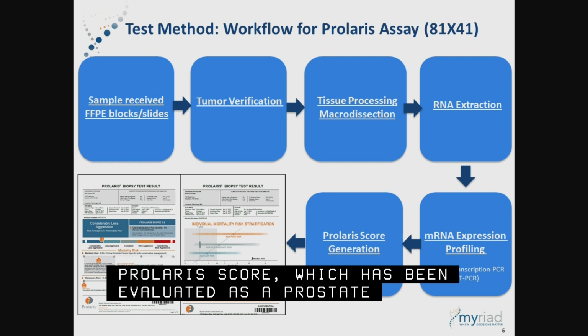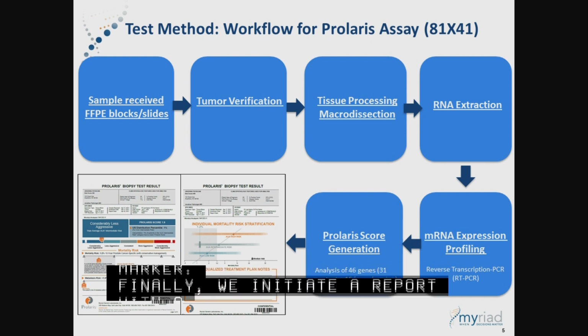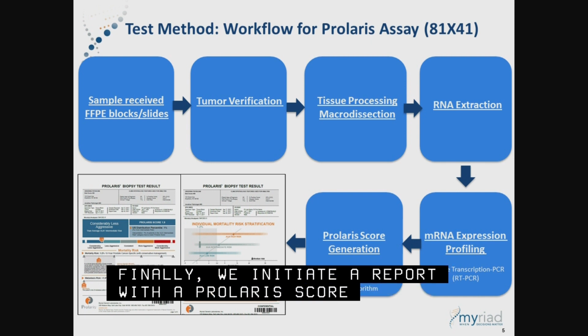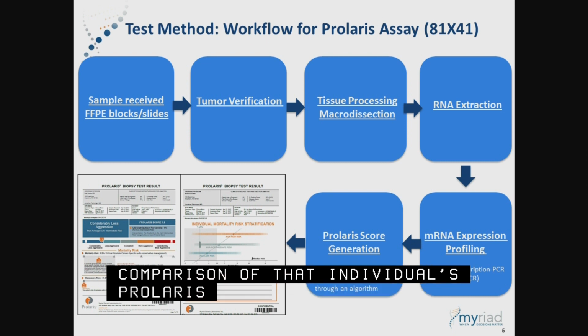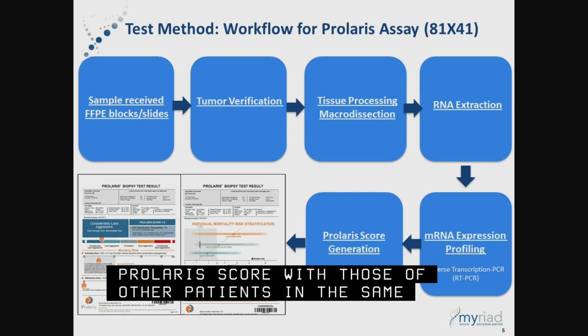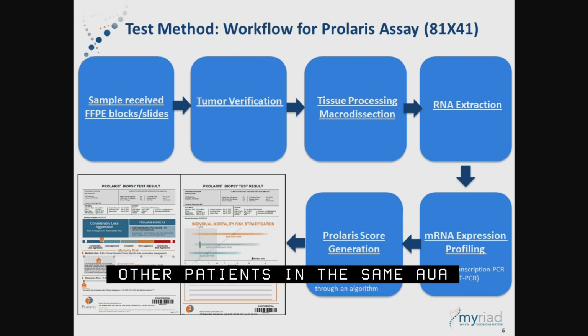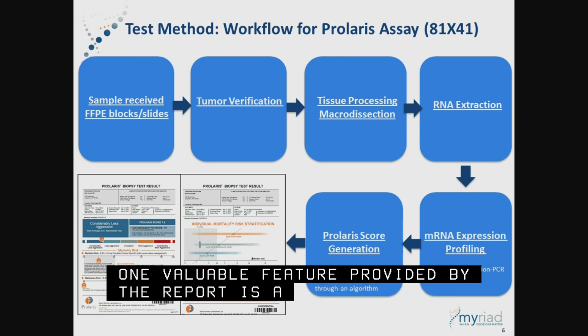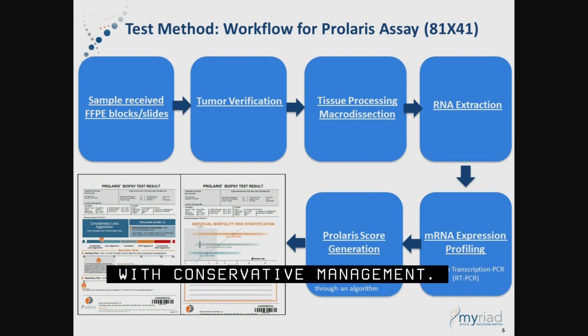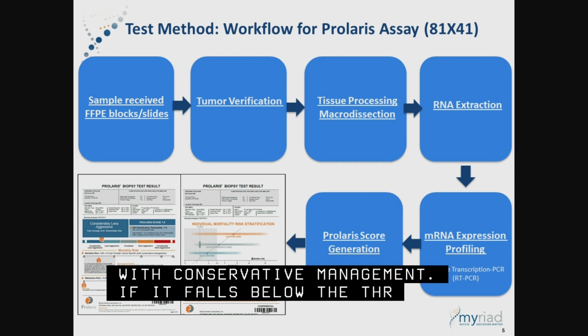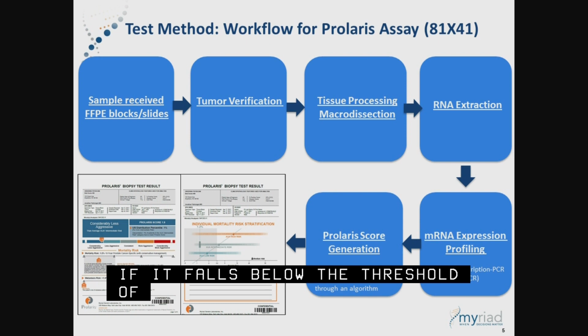The report also gives a relative comparison of that individual's Polaris score with those of other patients in the same AUA risk category. One valuable feature provided by the report is a patient's cancer-specific mortality risk within 10 years with conservative management. If the patient's mortality risk falls below the threshold of 3.2%, then a patient with localized prostate cancer can be managed with active surveillance instead of definitive treatment with surgery or radiation.